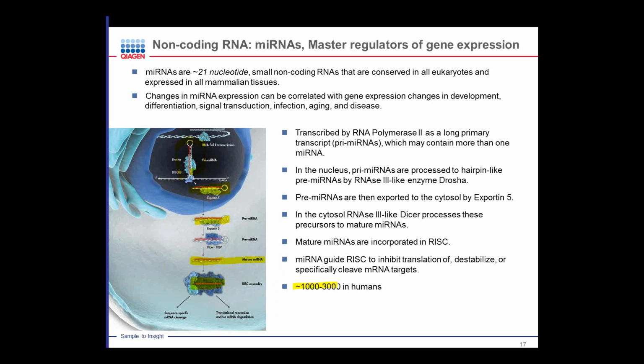And there are, at last count, conservatively somewhere between 1,000 and 3,000 different microRNAs that have been described in humans. The higher end includes a lot of sequences that have been found by next-gen sequencing and have not necessarily been proven to be specifically involved in gene regulation.